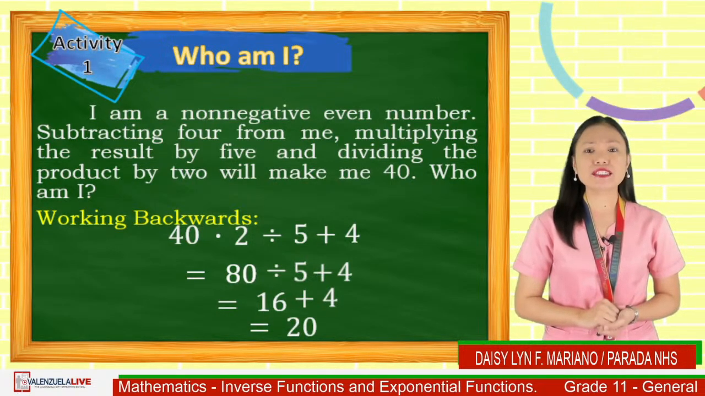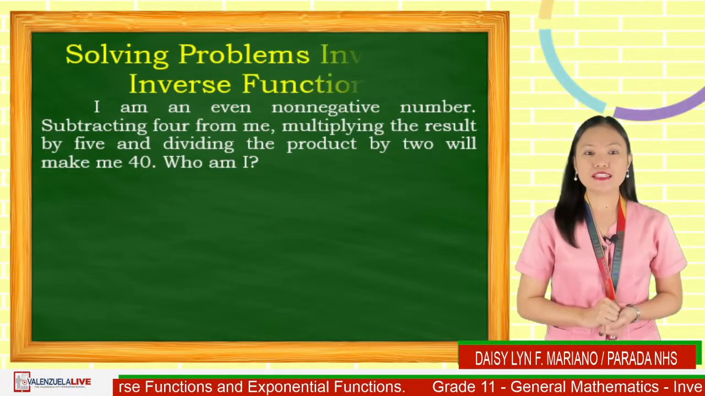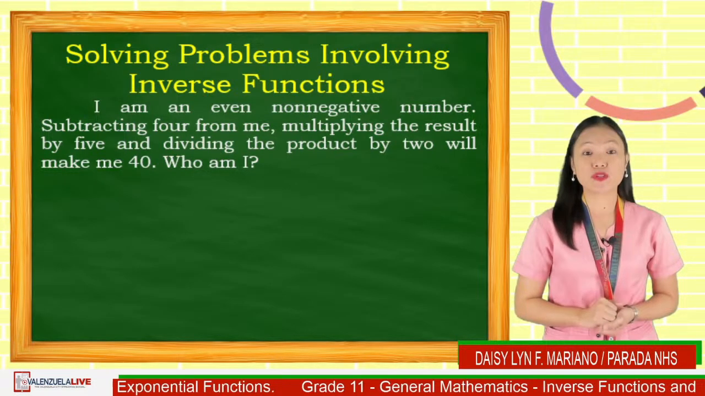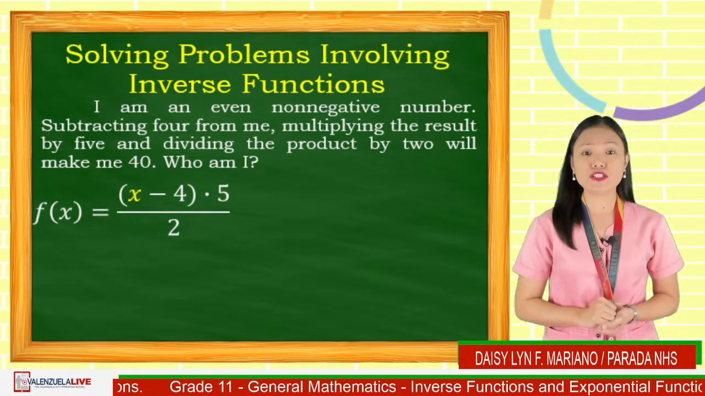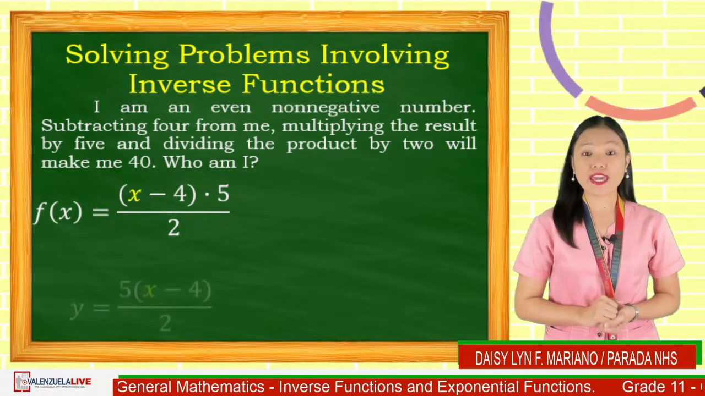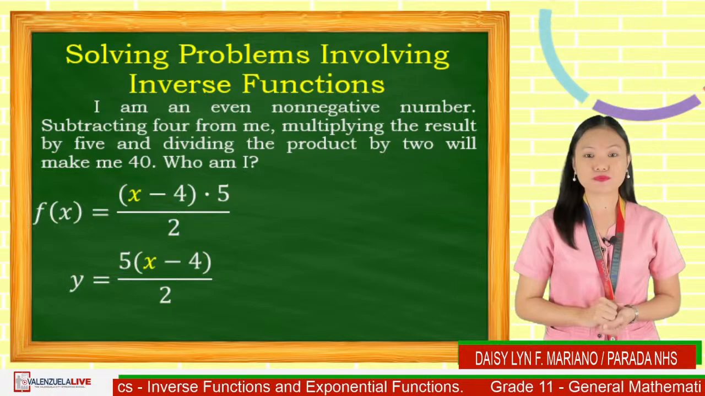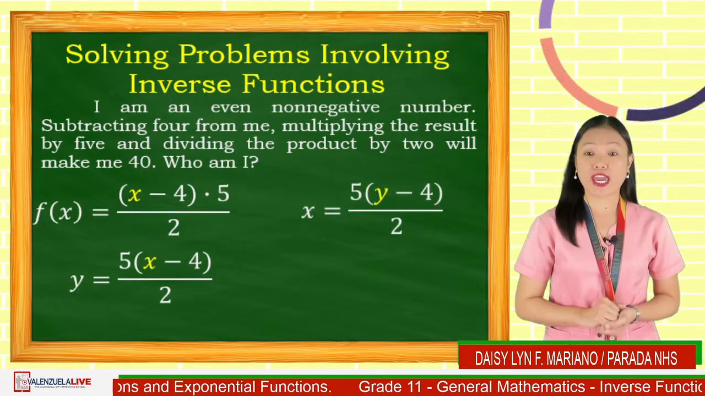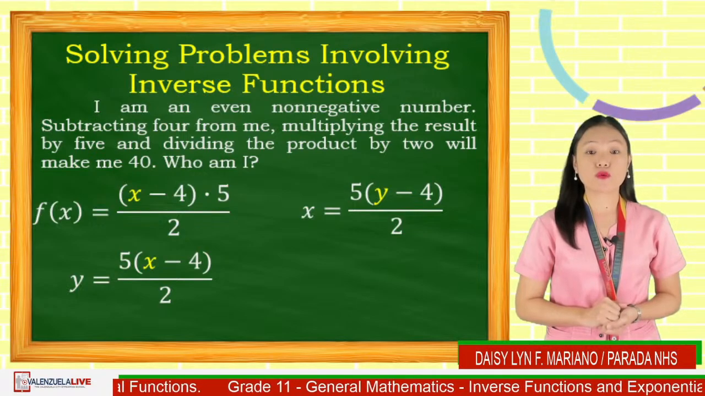But this problem can be solved using inverse function. First, represent the given problem as a function of x, where x is the number that we are looking for. That is, f of x is equal to the quantity x minus 4 times 5 divided by 2, which is similar to y is equal to 5 times the quantity x minus 4 divided by 2. Next, interchange x and y. We have x is equal to 5 times the quantity y minus 4 divided by 2, and solve for y.